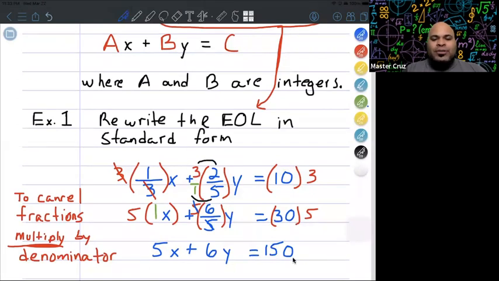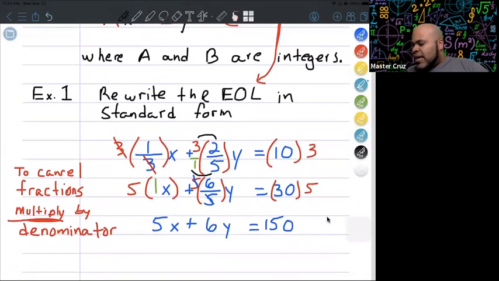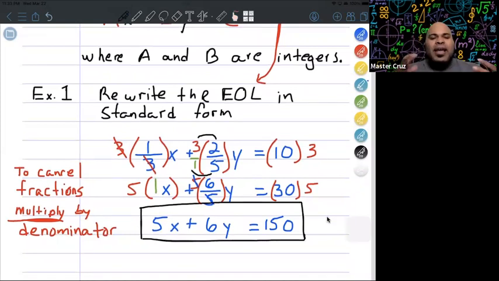And there are no fractions. It's x and y in that order. So that is my final answer. And it's just that easy. That is how you rewrite any formula that you're given in standard form. So you get rid of the fractions.